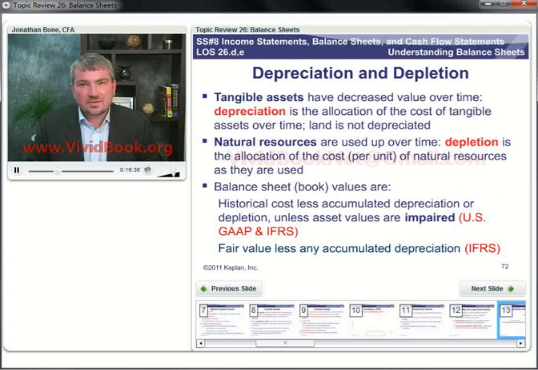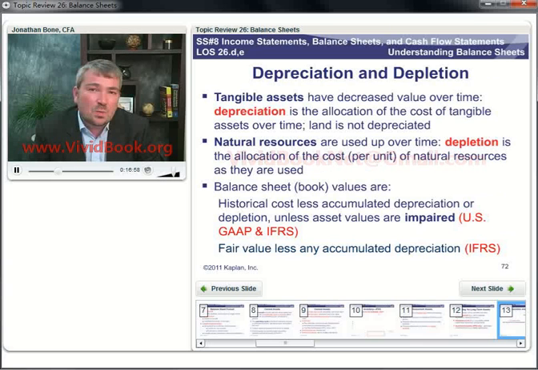So let's describe depreciation and depletion. Tangible assets are PP&E. Now, of course, we've already said they're going to generate revenues over a number of periods, and therefore we need to match their cost against those revenues. And the method we use is depreciation. All it's going to do is spread the cost of the asset through the income statement to match against revenues.